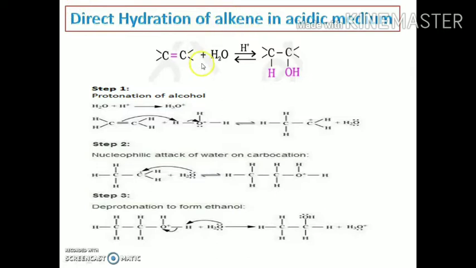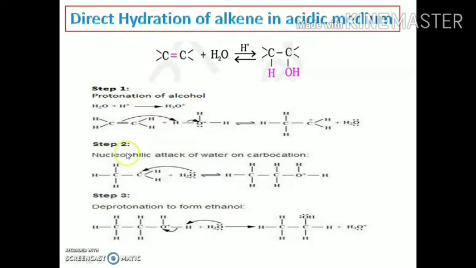In the first step, there is protonation. As H+ ions are unstable, firstly the water molecule combines with the H+ ion to give the hydronium ion. In the next step, the pi electrons of the alkene, having greater charge density, abstract the proton from this hydronium ion to generate a carbocation, and the water molecule is released as it is.